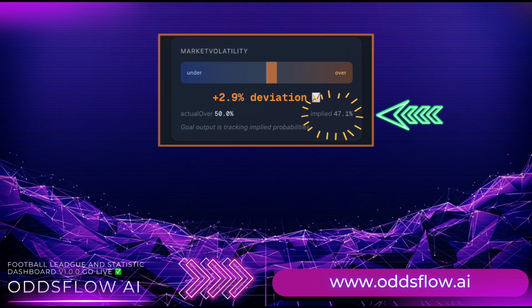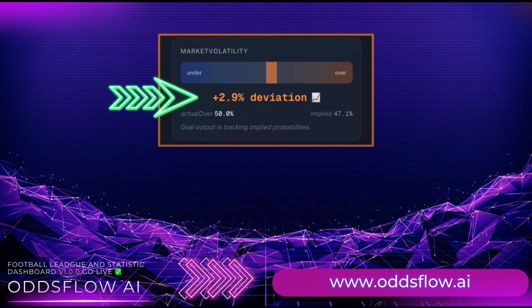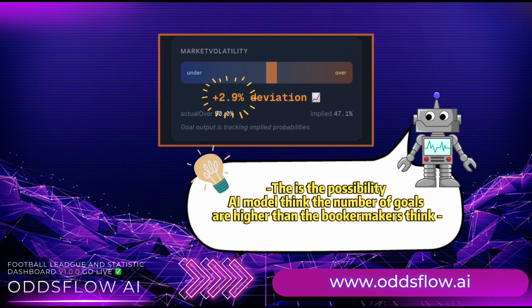Implied is the market expectation, 47.1%. Actual is what actually happened, 50%. So the deviation is plus 2.9%. In plain language, the league is currently producing slightly more high-scoring outcome than the market expected.